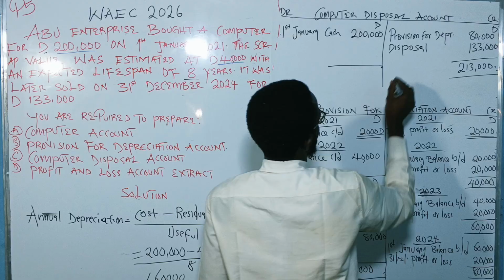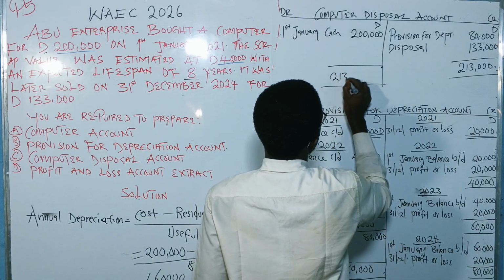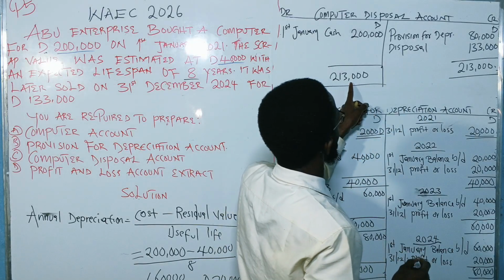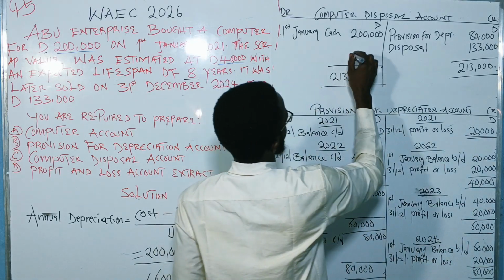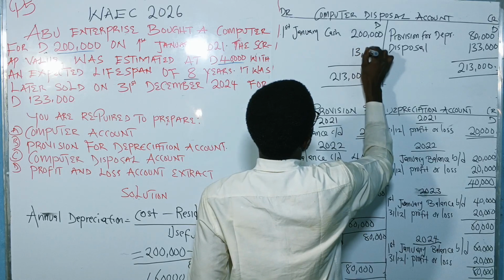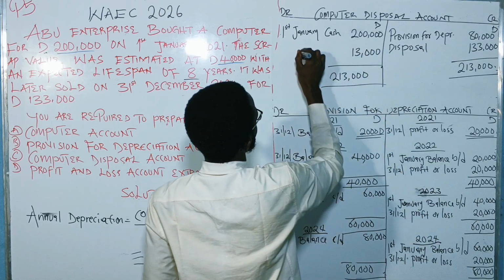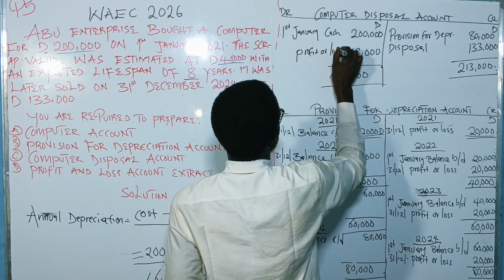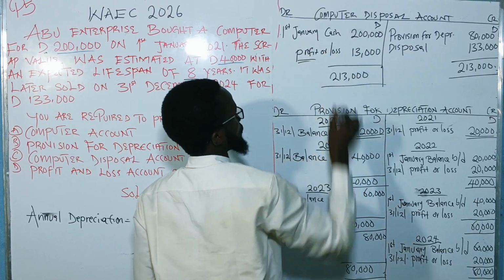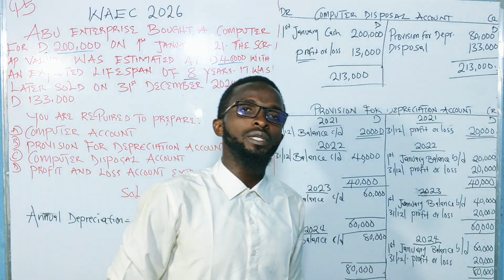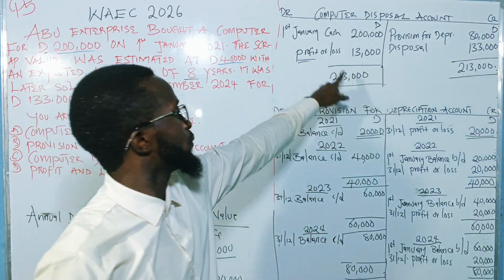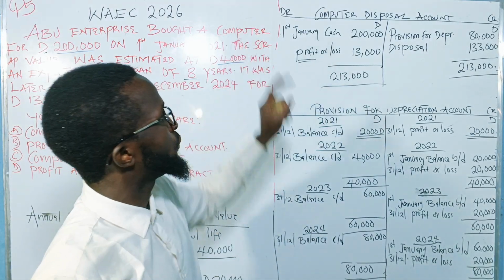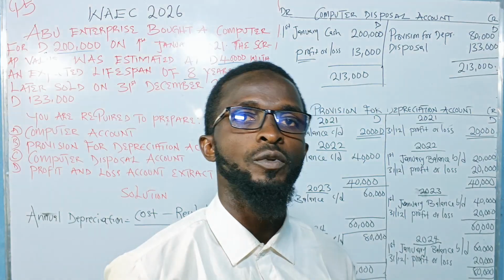The difference of 13,000 between 213,000 and 200,000 should come here now. 13,000. This is what you call profit or loss. But this one is normally a profit, because it will go to the credit side of profit or loss account. So we are done with computer disposal account. That's all, as simple as that.